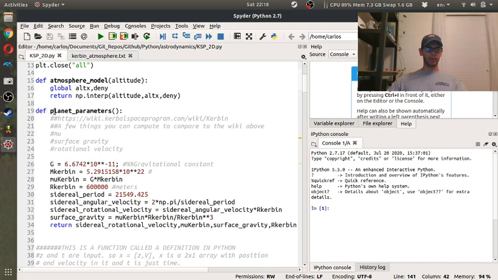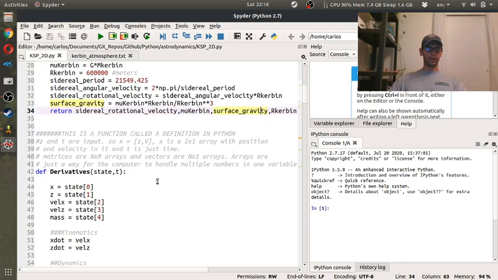I've got the planet parameters: the gravitational constant, the mass of Kerbal, the mu, I forget what the name of that variable is, but anyway, the radius, and the sidereal period, which takes into account the rotation of the planet. I compute the sidereal rotational velocity and the surface gravity, and then I return a couple things here.